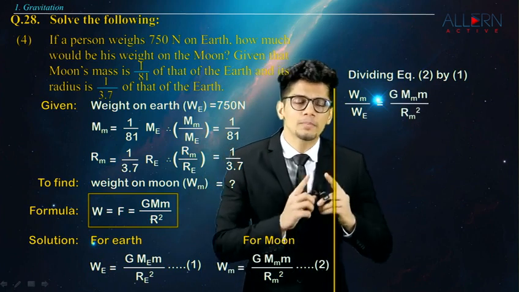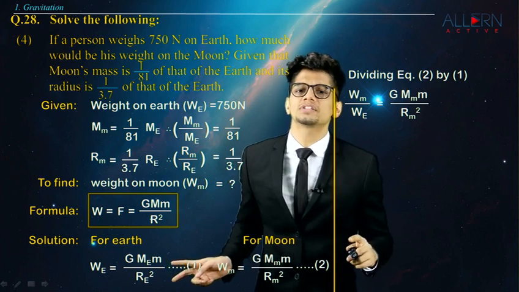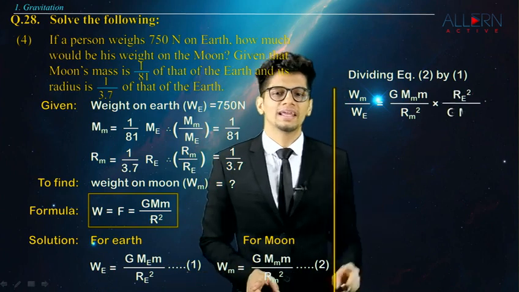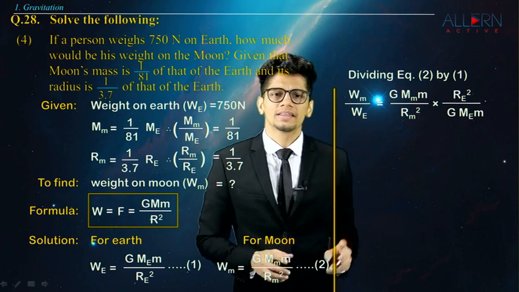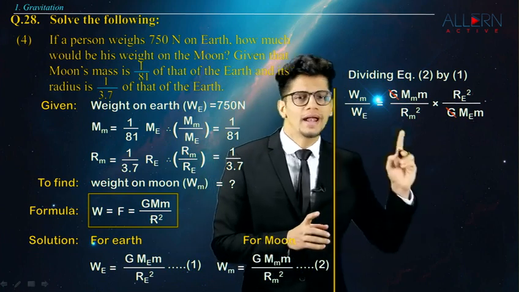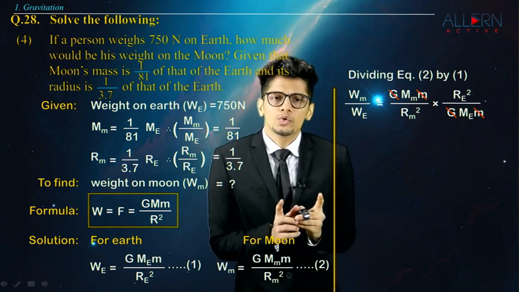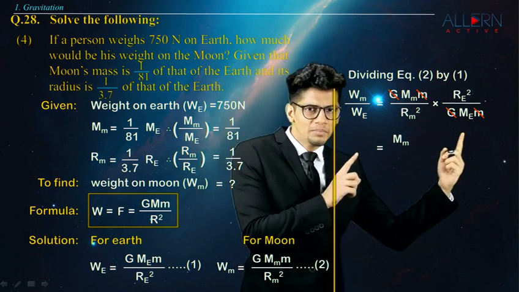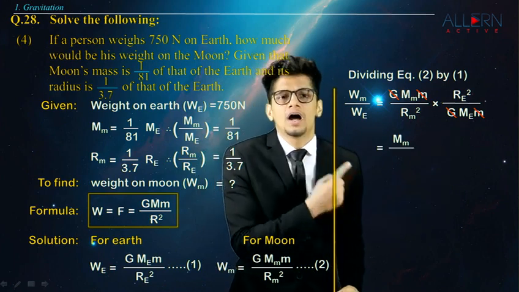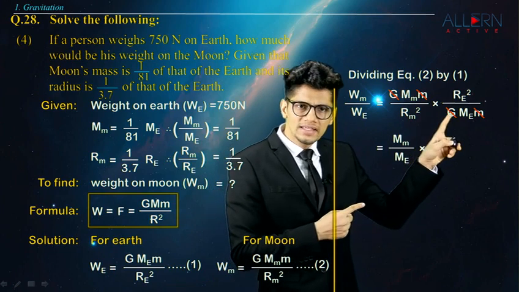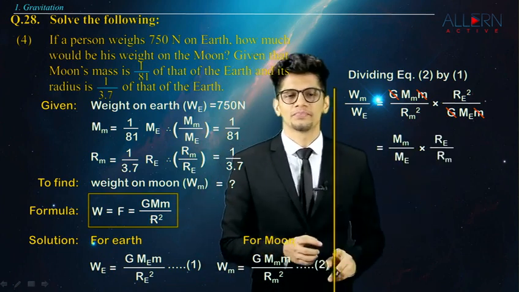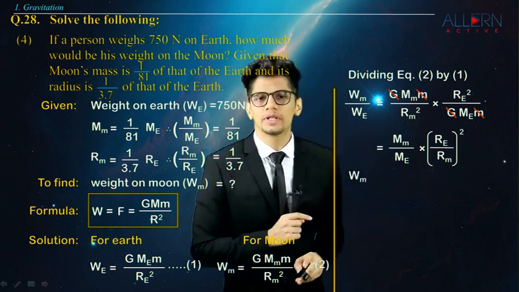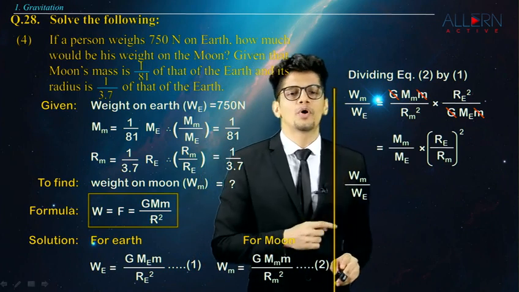Now division obviously becomes multiplication, so we can take the reciprocal of this term. When we take the reciprocal, we get r_e square upon G M_e into m. Now capital G gets cancelled and small m gets cancelled. Now I write this as it is, but instead of m_m upon r_m square, I bring m_e to this side. So I get m_m upon m_e into r_e square upon r_m square, which can be written as the whole square. Now we have W_m upon W_E is equal to m_m upon m_e into (r_e upon r_m) whole square.